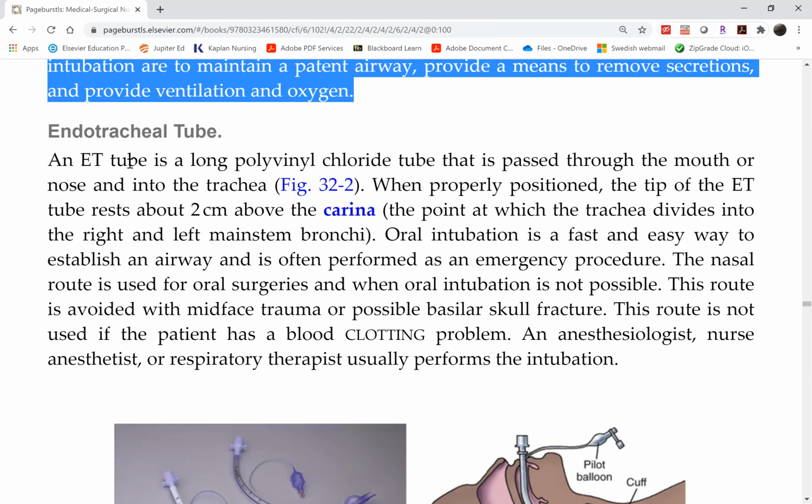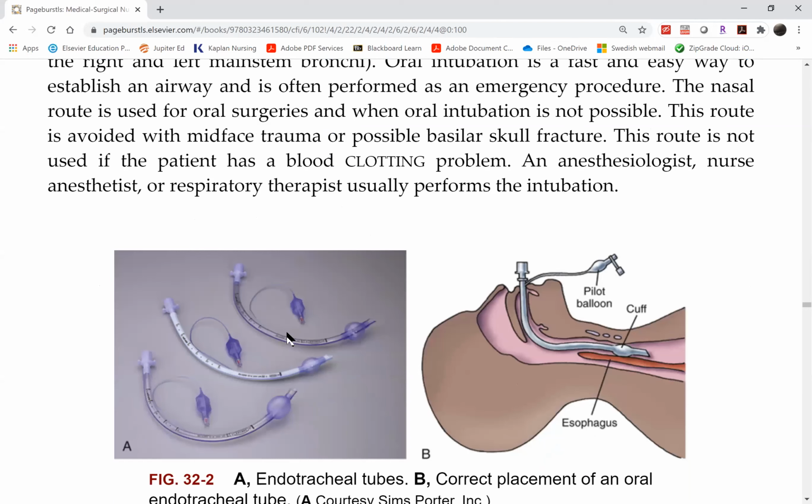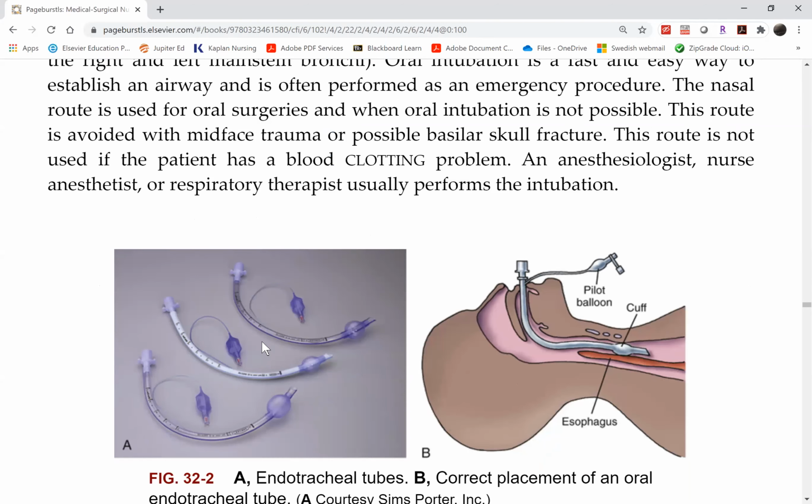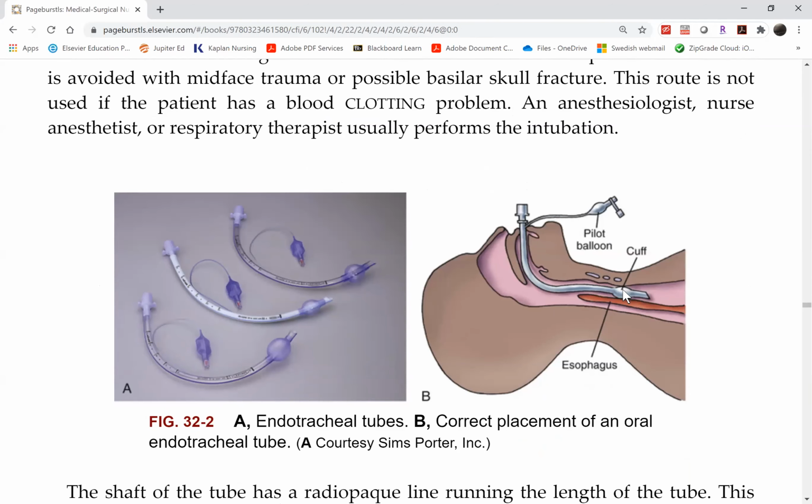All right, so ET tubes have varying lengths and sizes depending. We have pediatrics, we have adults. So the objective is to put this airway right here.